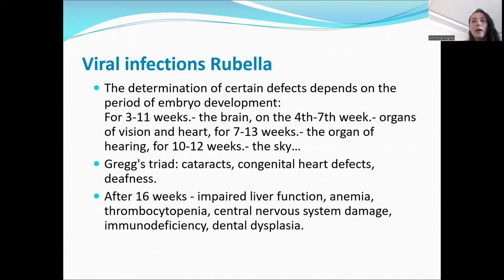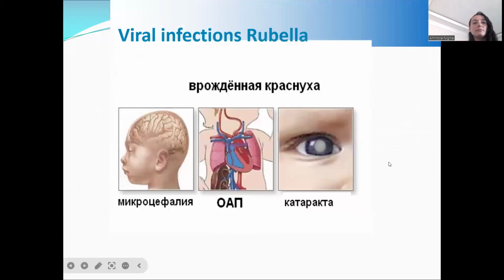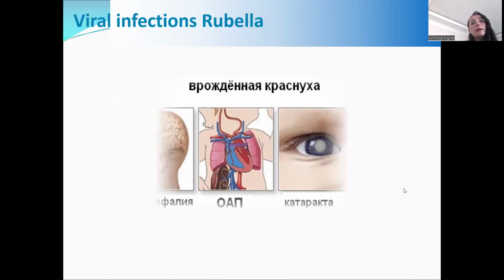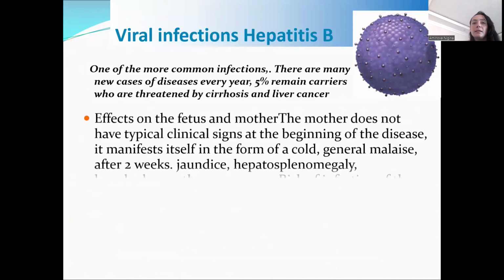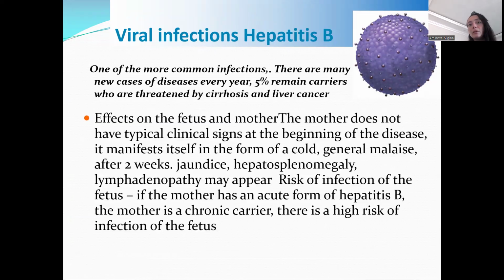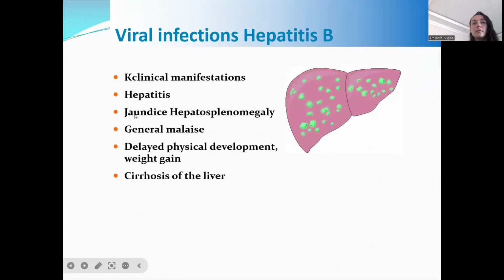Now, today we have prophylaxis or vaccination against this virus. What about viral infections, rubella? Also, it has clinical signs. And diagnosis is also serological examination, and treatment is only symptomatic. What about hepatitis B? You know that it causes many chronic diseases, I mean liver cirrhosis and other types of diseases. And you know the clinical manifestations of hepatitis: jaundice, hepatosplenomegaly, general malaise, late physical development, weight gain.